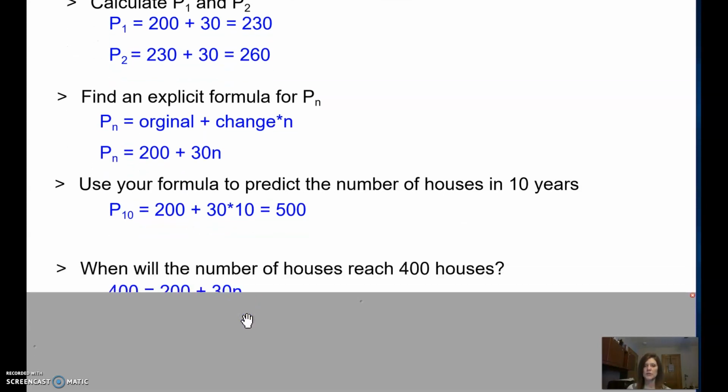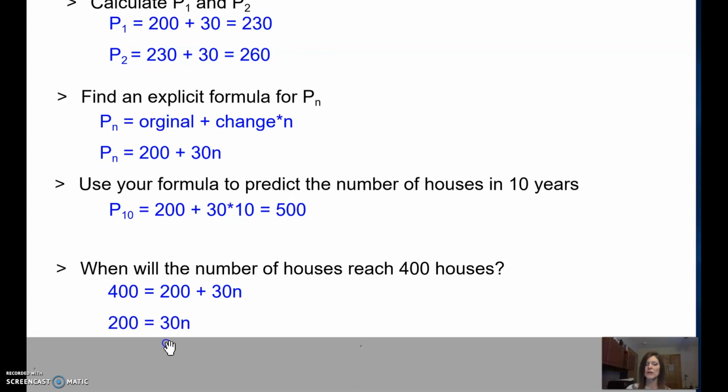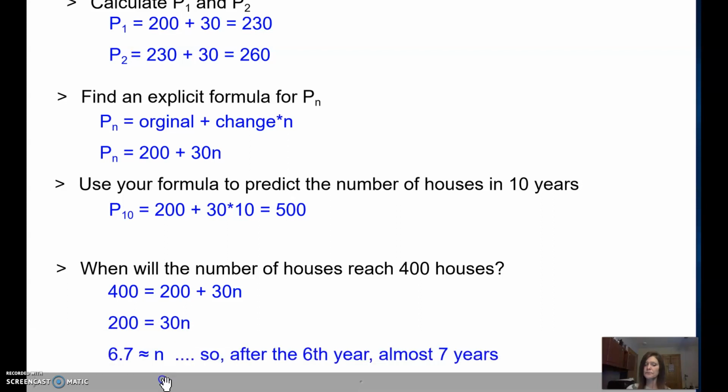What if the question is flipped a little bit and it says, now find when the number of houses reaches 400. This time they didn't tell me the n, instead they told me the answer. So I've got 400 is equal to the formula, 200 initial plus 30 times n, and I have to solve for the n. Using my algebra, I'm going to subtract the 200 from both sides, then divide by 30, and it's 6.7 approximately. So after the 6th year, almost by the 7th year, we will have 400 or more homes.